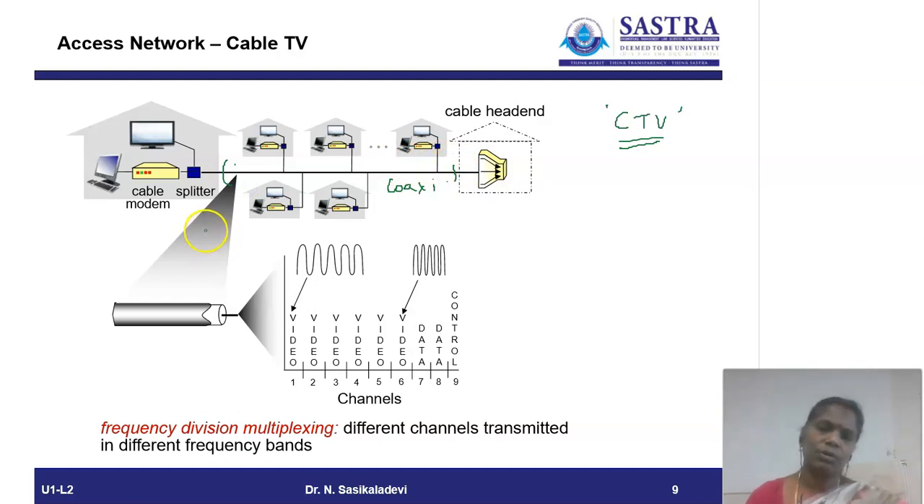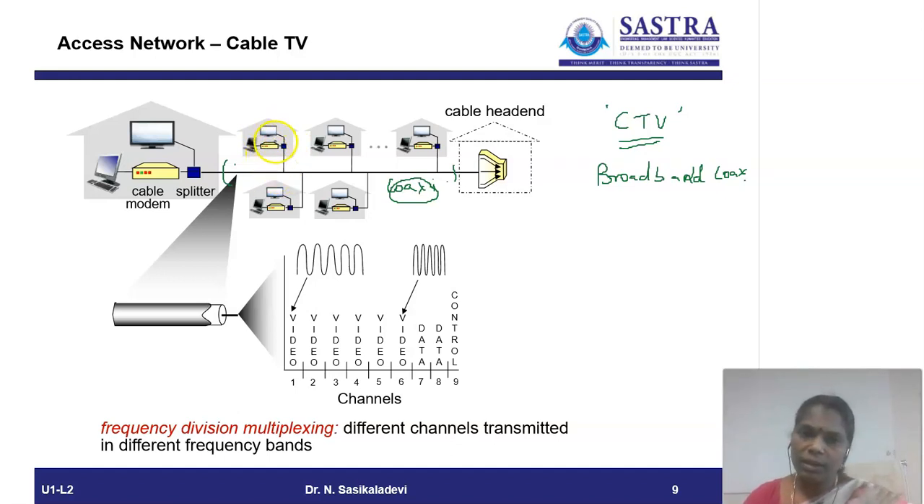DSL supports a maximum of 1000 users. Cable TV supports a maximum of 5000, sorry, 10,000. Between 5000 and 10,000 users can be accommodated in the cable TV network because it is not based on twisted pair. It is based on broadband coaxial cable. In this case, all the houses are already connected, and all the house televisions are connected with the cable TV.